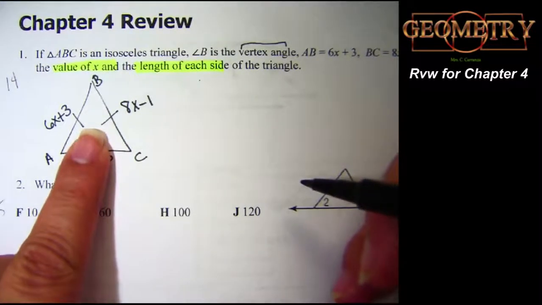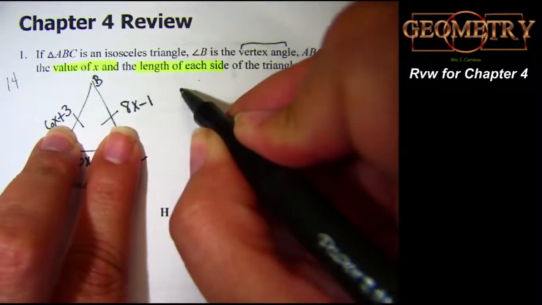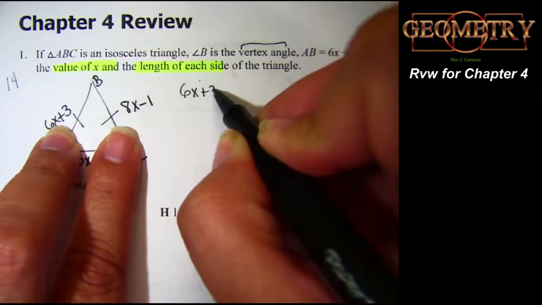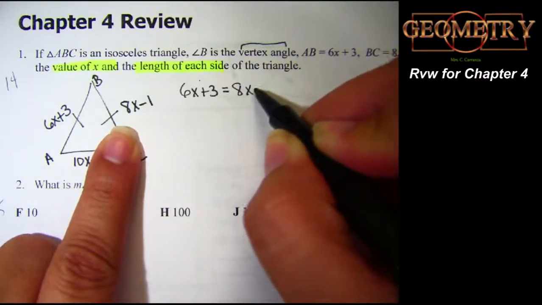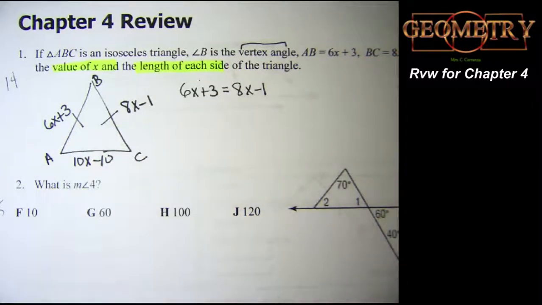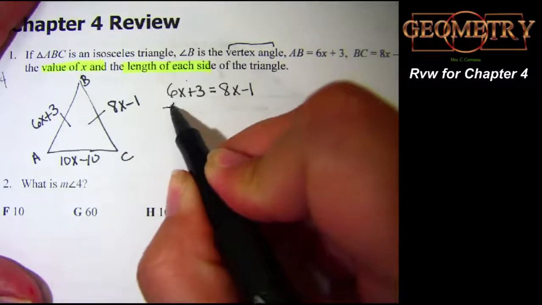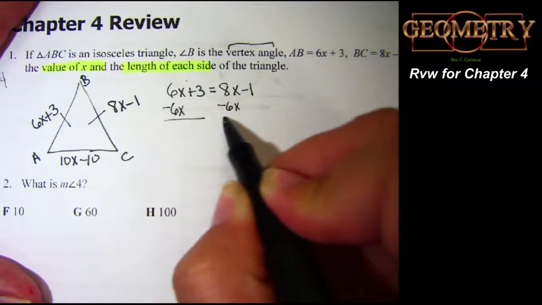Because this is an isosceles triangle, these two sides are congruent, which means I can write their measures equal. So I can write 6x plus 3, which is the measure of one side, equals 8x minus 1, which is the measure of the congruent side. Solving for x, I'm going to move all the x's together onto one side of the equation. I'm going to select the right-hand side just because it avoids negative numbers.